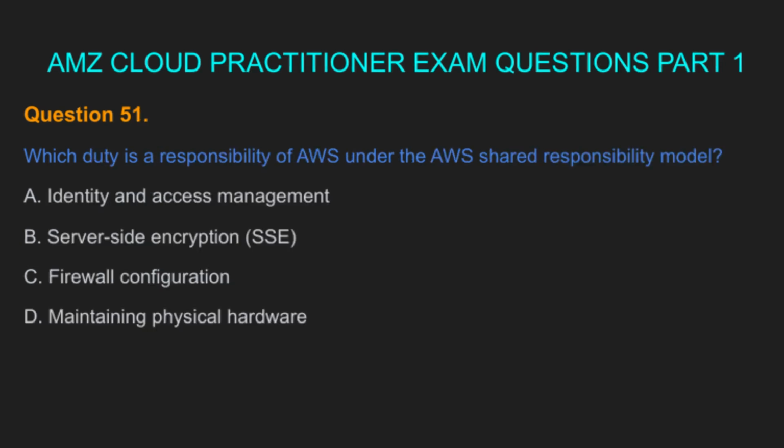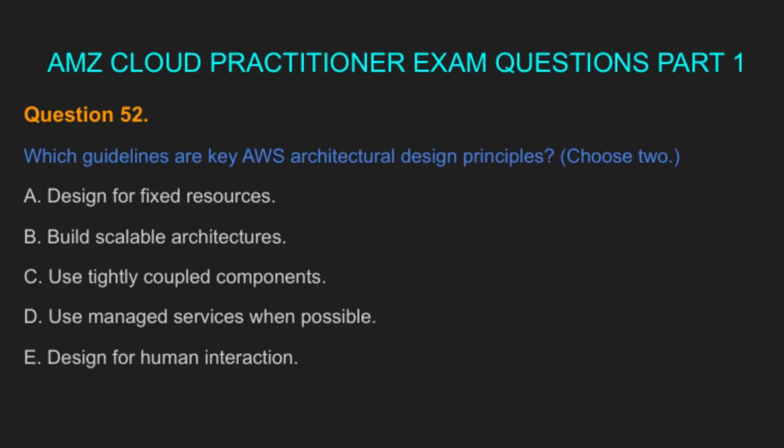Question 51. Which duty is a responsibility of AWS under the AWS Shared Responsibility Model? A. Identity and Access Management. B. Server-side encryption, SSE. C. Firewall configuration. D. Maintaining physical hardware. The correct answer is D. Maintaining physical hardware.